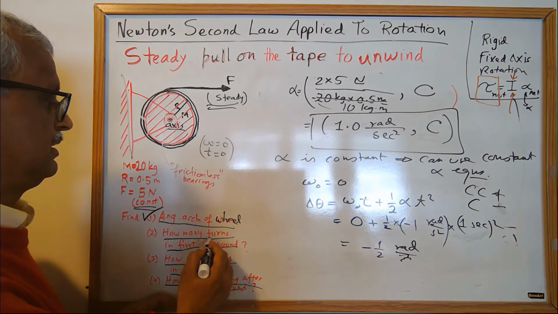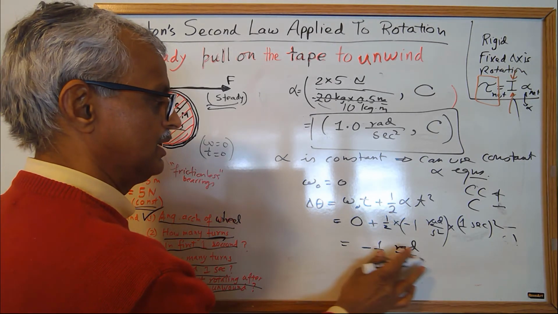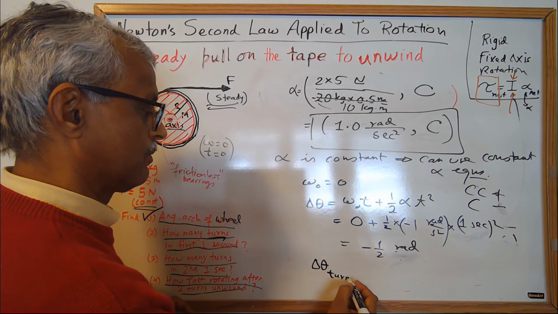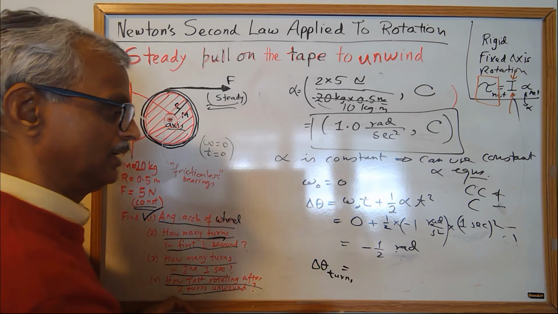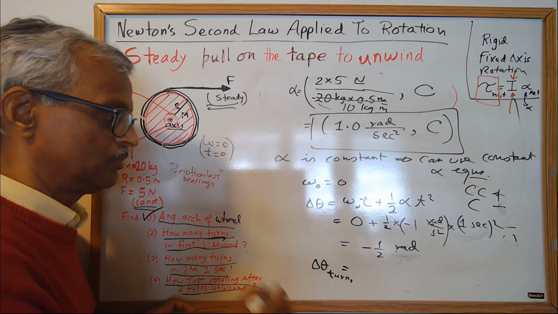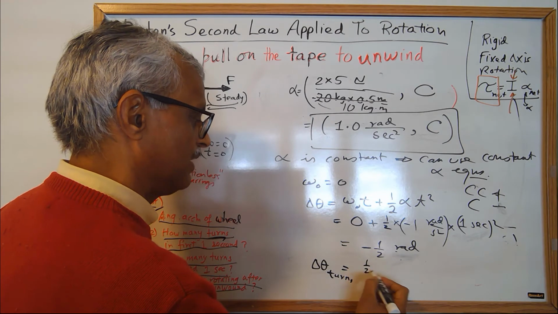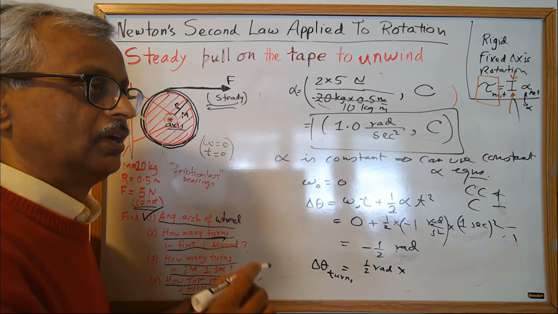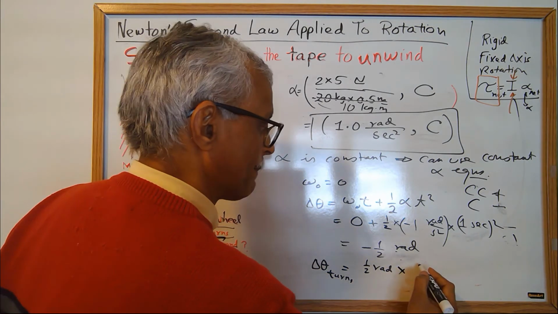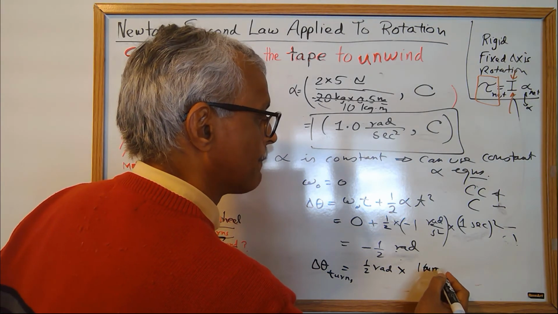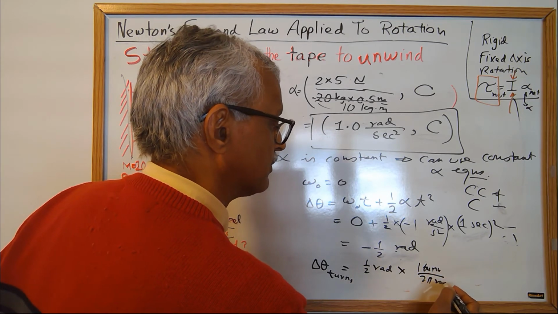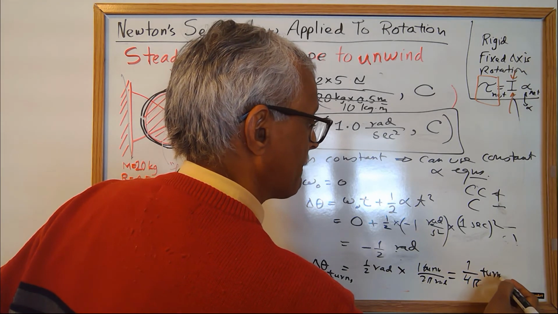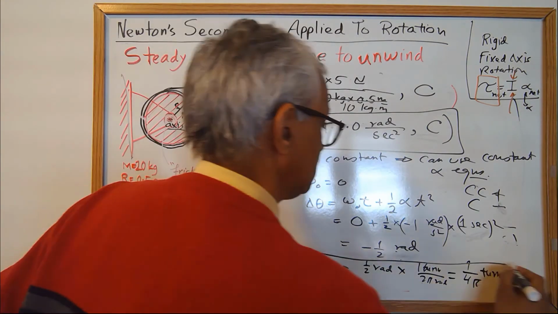And the question is how many turns. I have an answer in radians. So delta theta in turns is the positive value. This is not asking me clockwise or counterclockwise. So you have a half radian, and I need to convert radians to turns. In one turn you have 2 pi radians, so there's 1 over 4 pi turns. So that's the answer for 2.